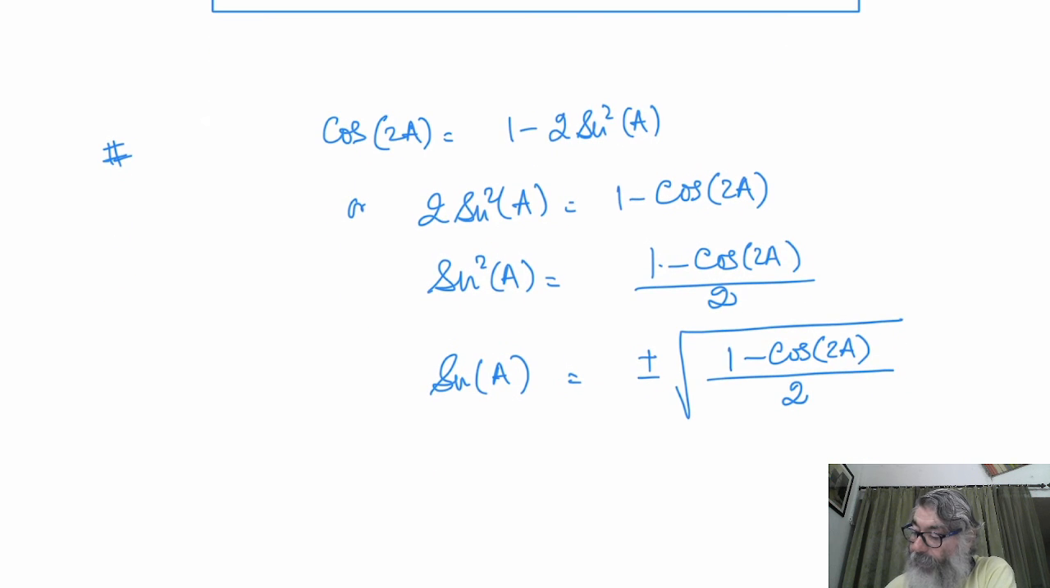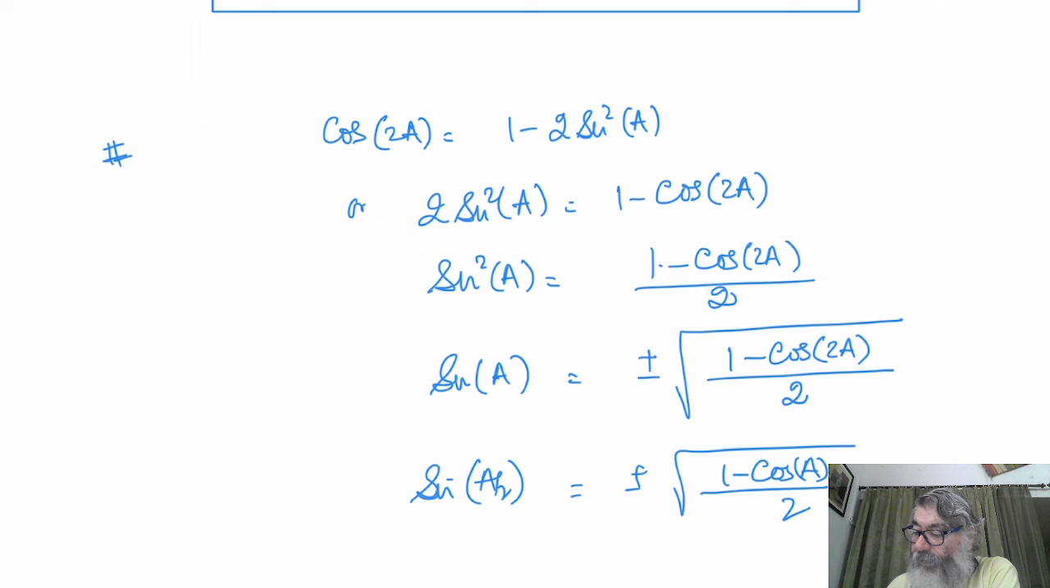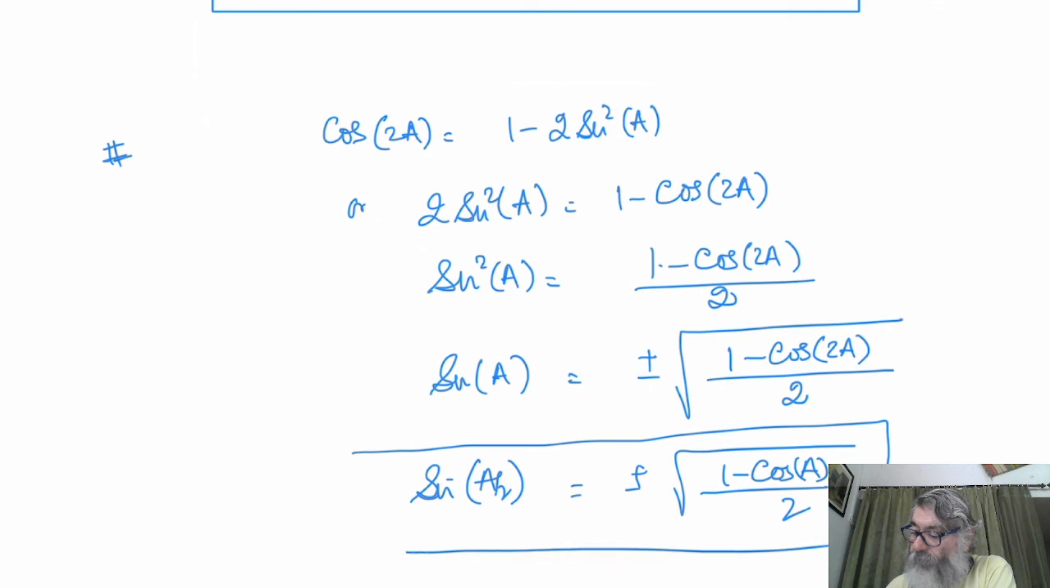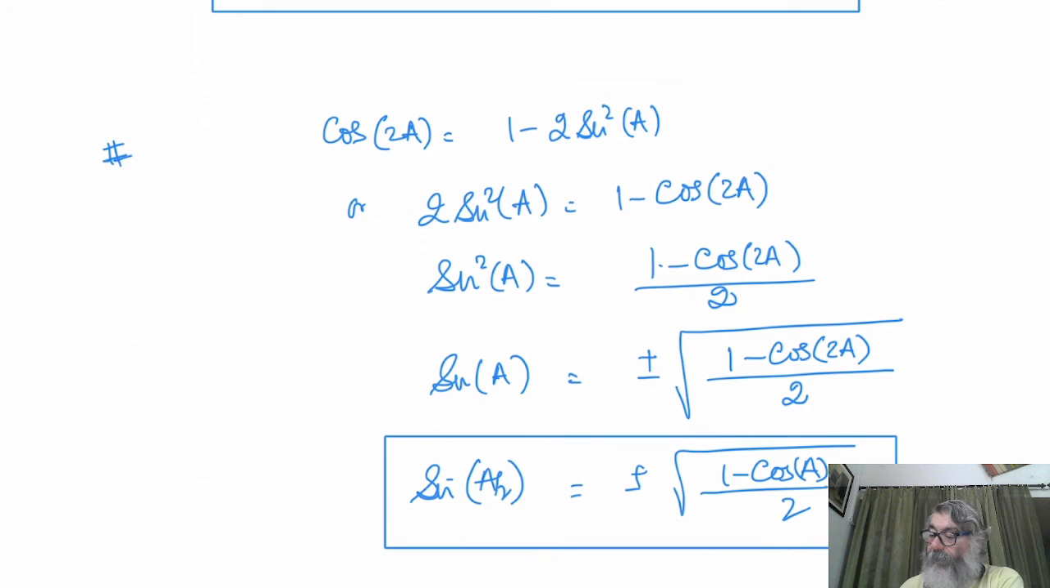Suppose it is sin A upon 2. So it will become plus minus under root 1 minus cos A upon 2. If it was A on this side, it became 2A here. So if it is A upon 2, it will become A here. So sin A by 2 is plus minus under root 1 minus cos A upon 2.